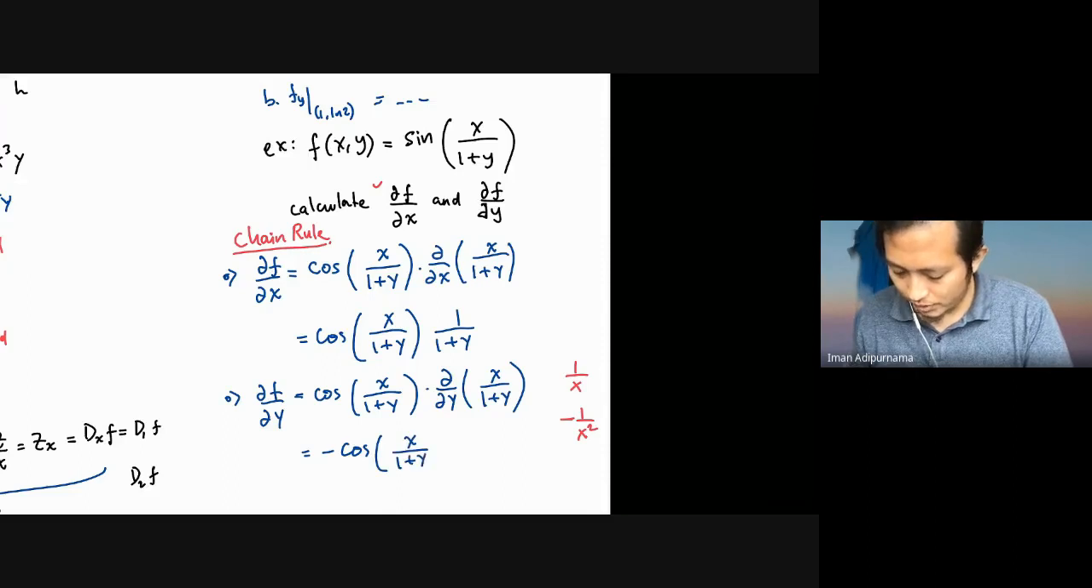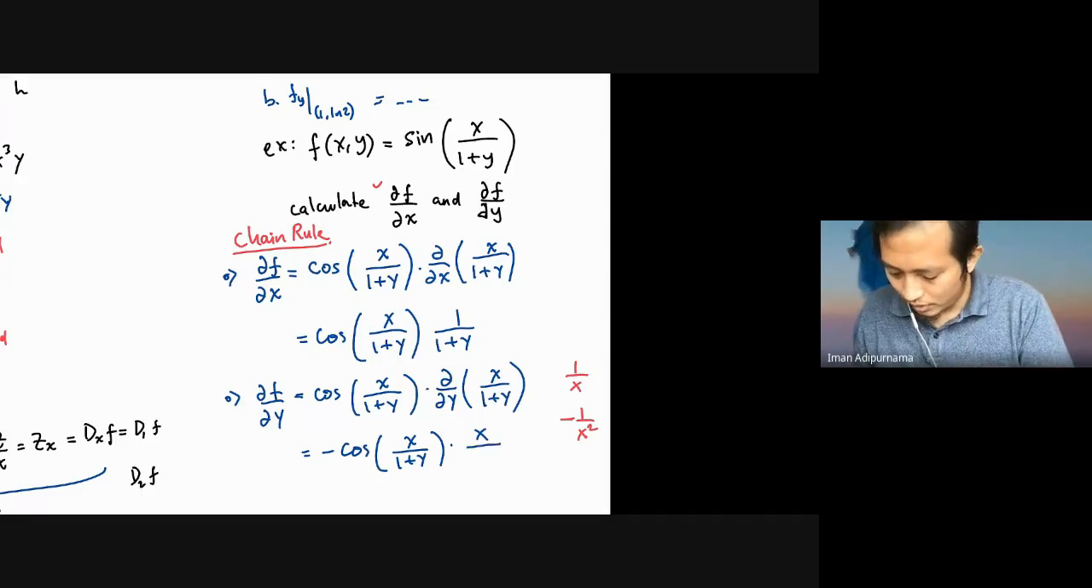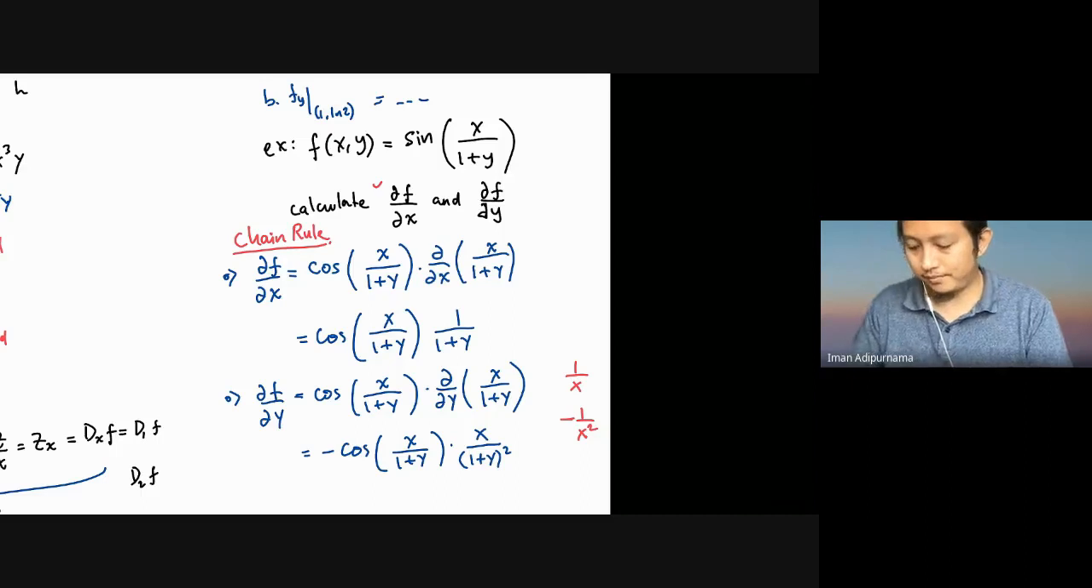And then the rest will be, let's say this is x, still x, it's a constant. And below we just take the square on 1 plus y, okay?